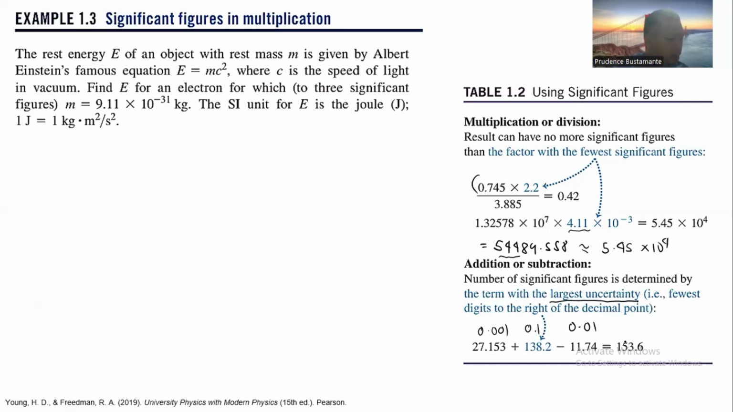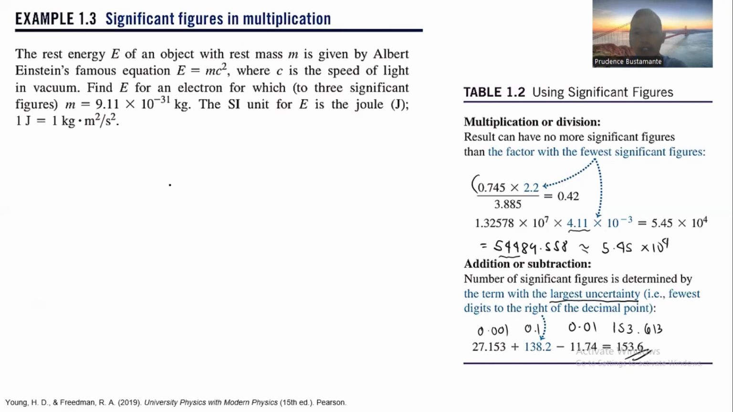Okay, let's do the calculations. So we have 153.613. However, our result must be the same as the given with the largest uncertainty, or the fewest digits to the right of the decimal point, so our answer must be 153.6. Okay, this one.